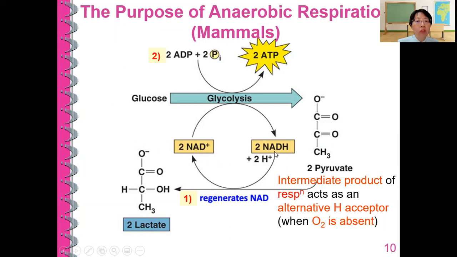So it accepts the hydrogen from the NADH and H plus, so that NAD plus can be regenerated. So when NAD plus can be regenerated, let's write here, regenerated. Therefore, glycolysis can continue. When glycolysis can continue, that means ATP can continue to be produced by substrate level phosphorylation.